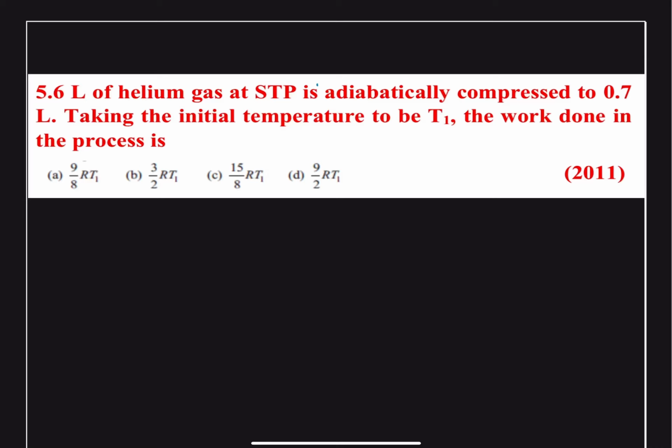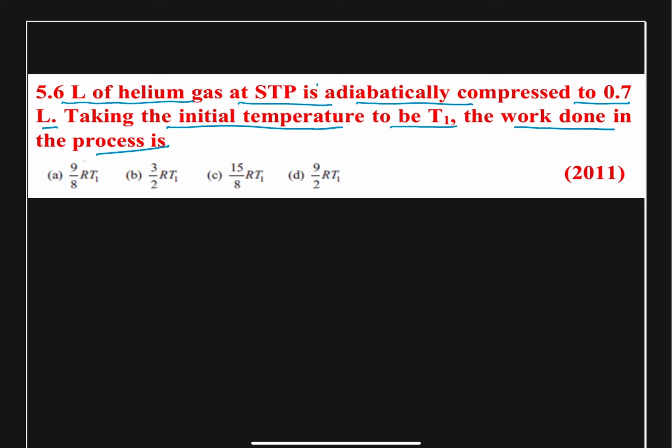Hello friends, today's question: 5.6 liters of helium gas at STP is adiabatically compressed to 0.7 liter. Taking the initial temperature to be T1, the work done in the process is. So this is an adiabatic process.